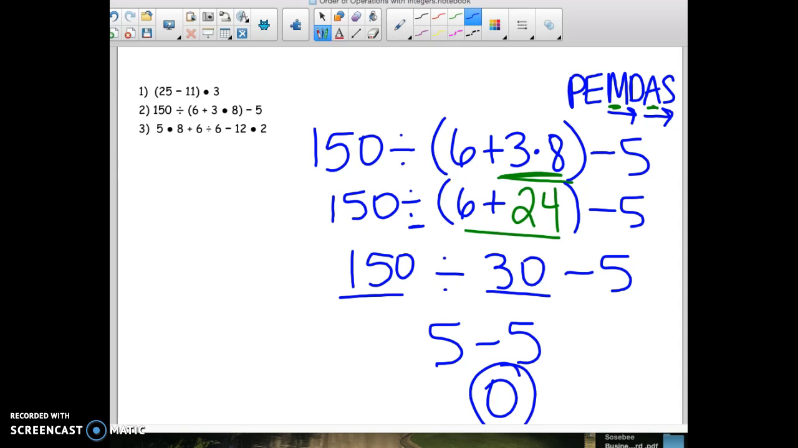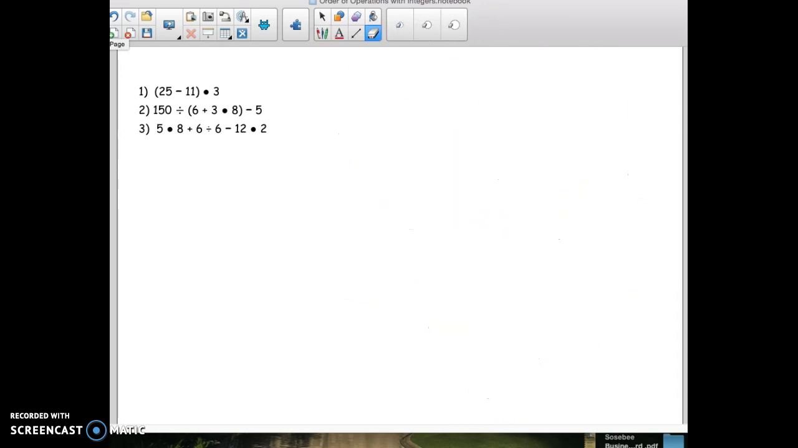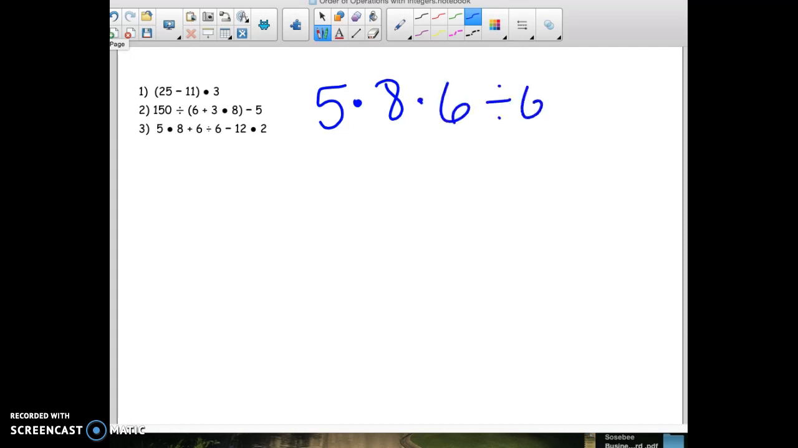All right, and this last one, you're going to need to make sure you write down, and again, try it on your own. 5 times 8 times 6 divided by 6 minus 12 times 2. That might actually be a plus sign, not a times. So rewrite that. 5 times 8 plus 6. Sorry about that.